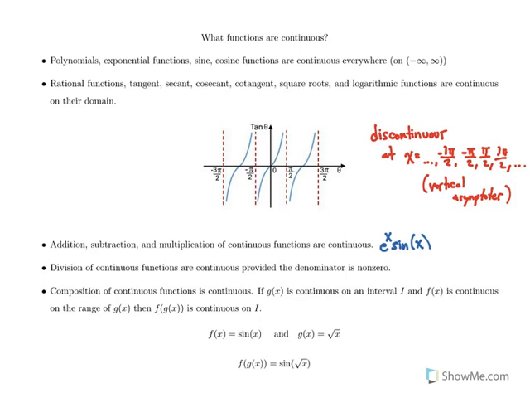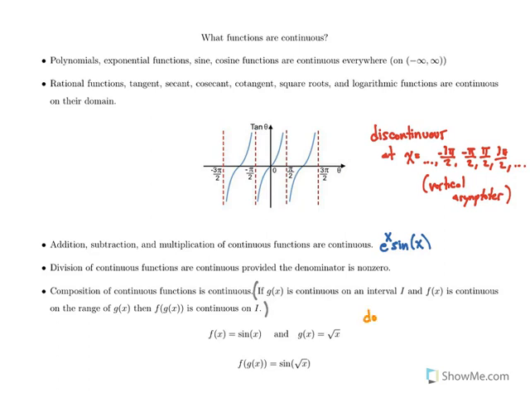Another big one is the composition of continuous functions is continuous. And there's one more little caveat with that, and that is if the inside function g is continuous on an interval I, and the outside function f is continuous on the range of g of x, then f of g of x is continuous on I. So let me do an example to sort of show what I mean by that. So here, f of g of x is sine of square root of x. The inside function is square root of x. The outside function is sine.